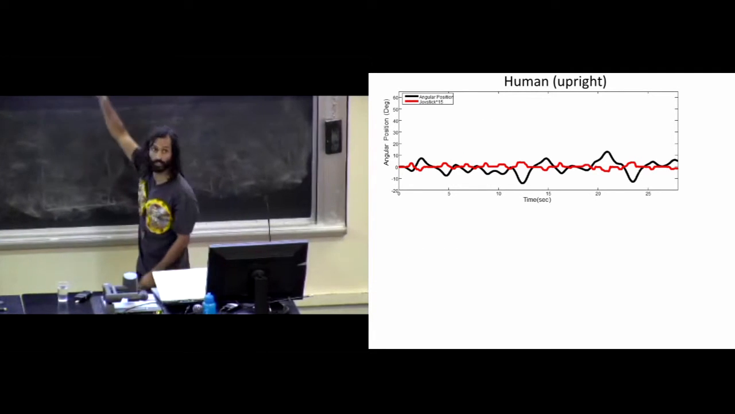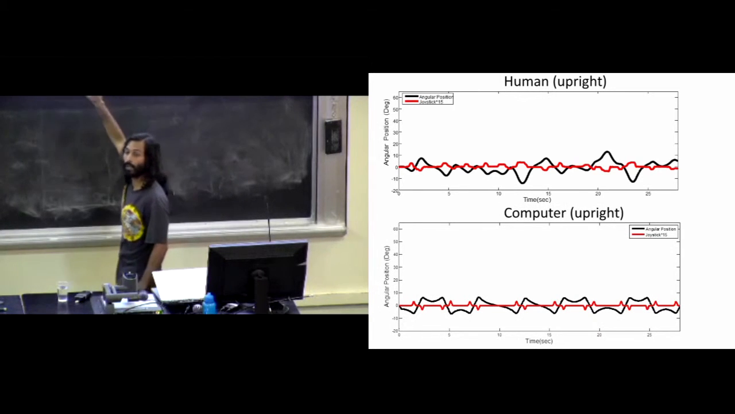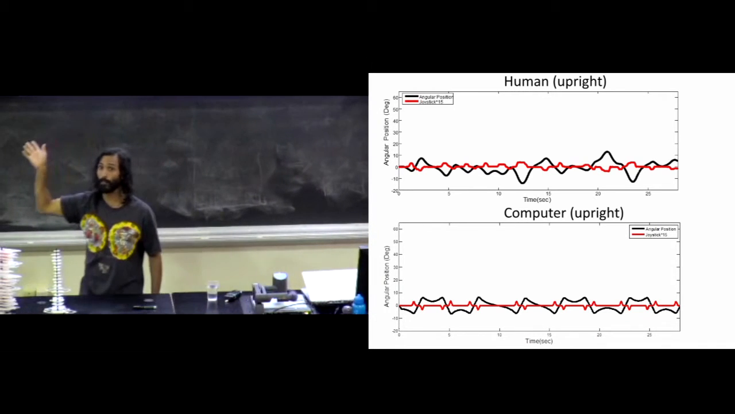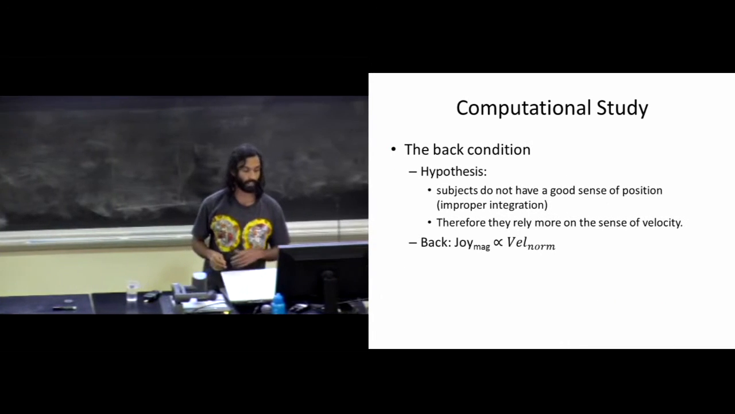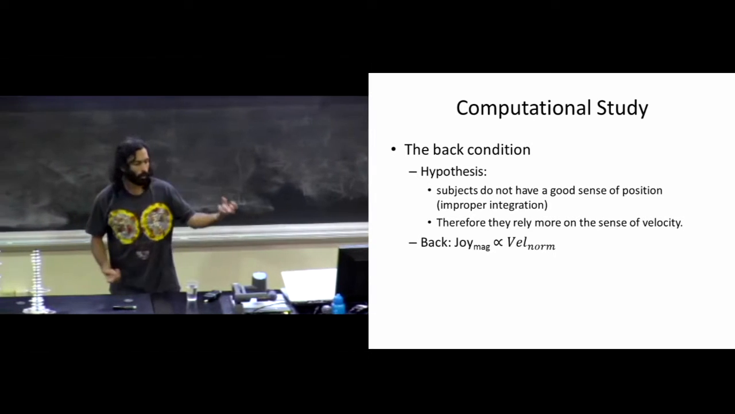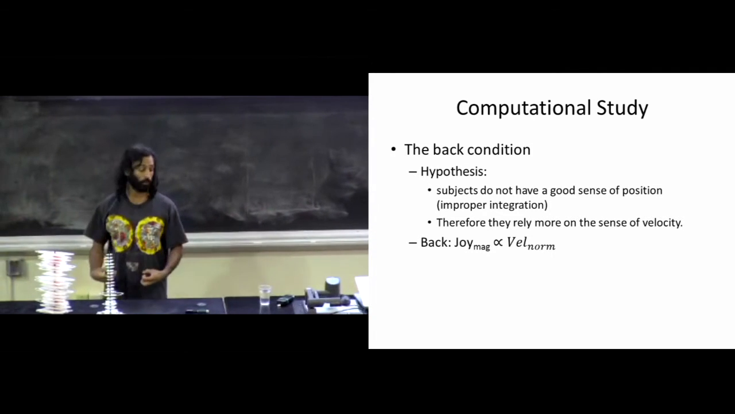Here's human balancing. You've already seen this plot. And on the bottom is the computer balancing the machine. You can see that they're very similar. And if I use my mathematical metrics, they come out to be very similar performance. Now, for the back condition, the idea is that there's improper integration. People don't have a good sense of their position. Therefore, they rely primarily on their velocity.